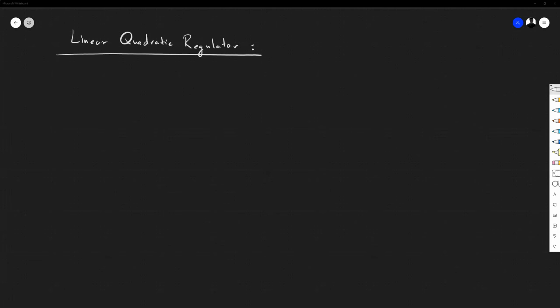Hello everyone. Today we're going to finish our discussion on the linear quadratic regulator. And as I've said previously, the LQR problem, for short, is essentially a fundamental problem in control theory, and it provides the building blocks for much more complicated problems.